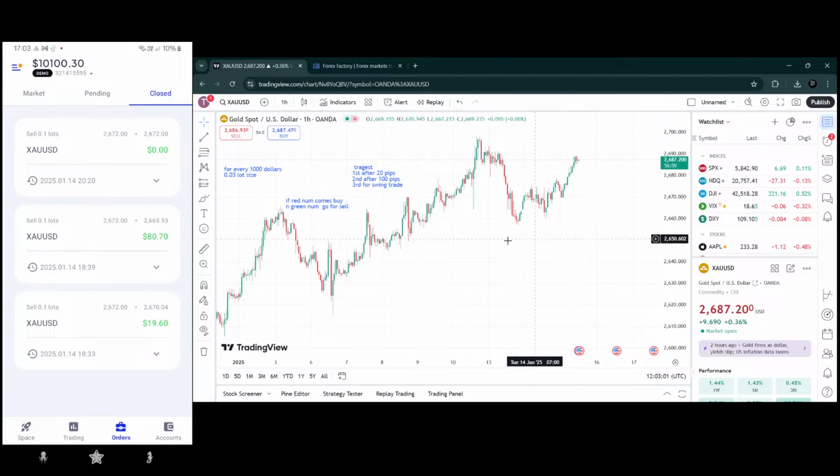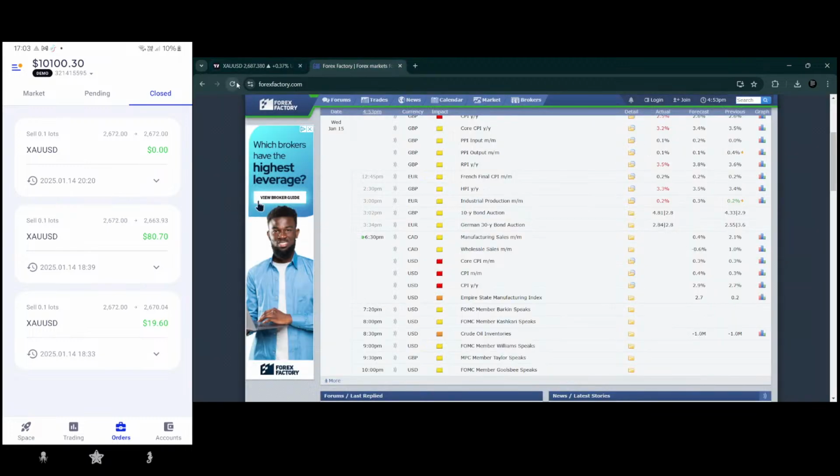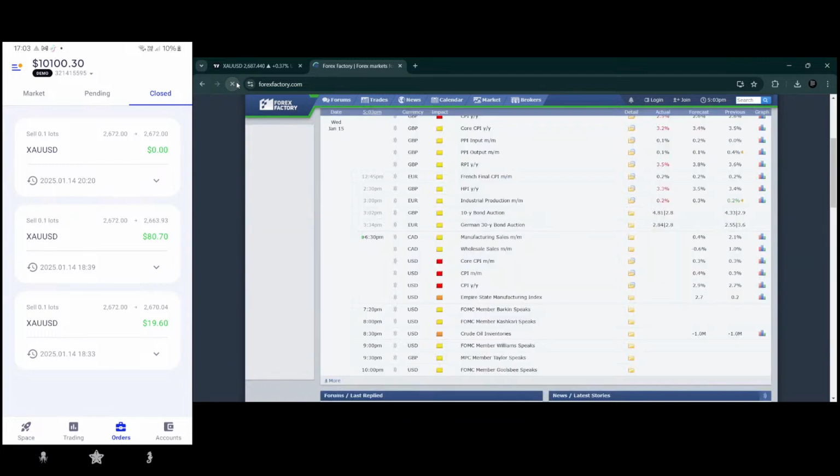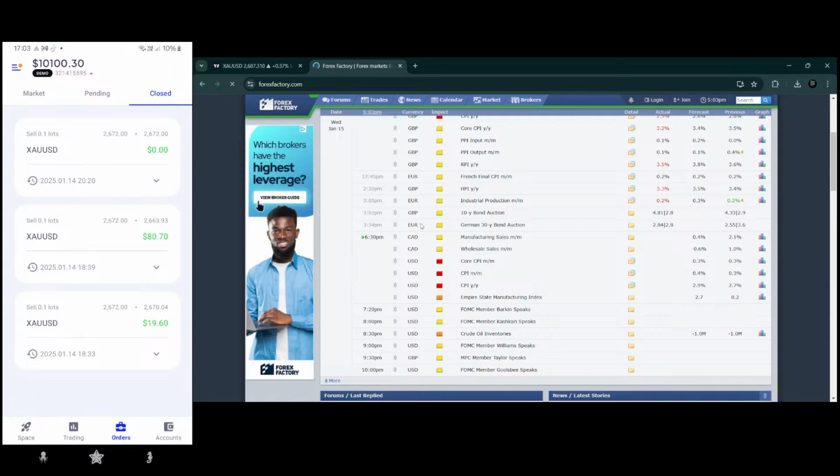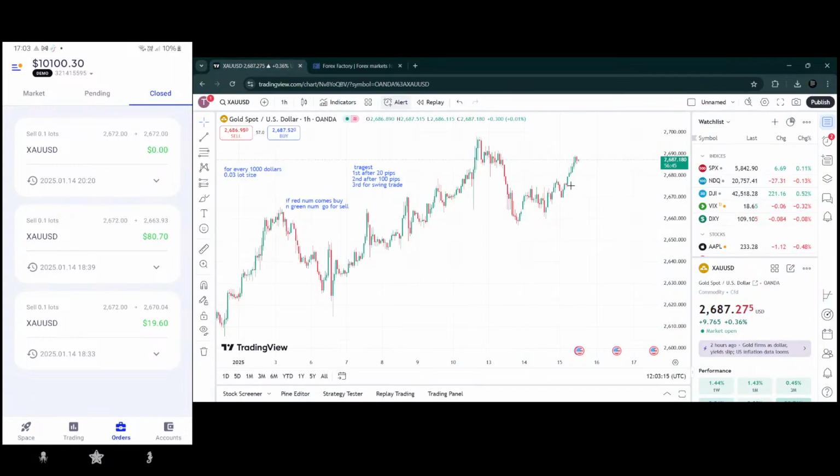So we will see our entry points today, because today if you go to Forex Factory, there is a news at 6:30, big news. So you will see that the market will be volatile at 6:30.